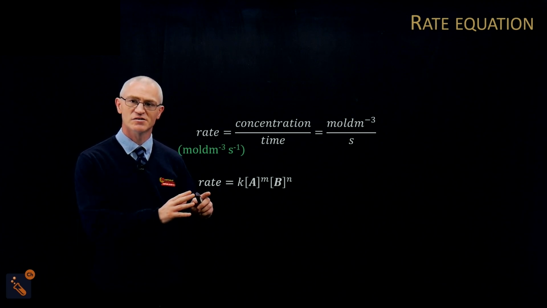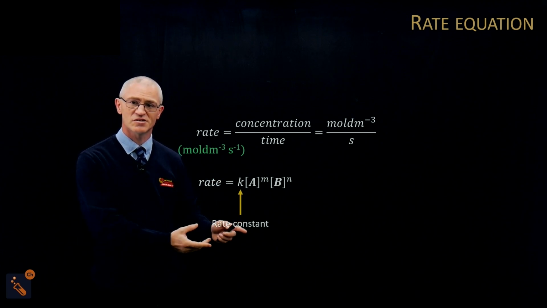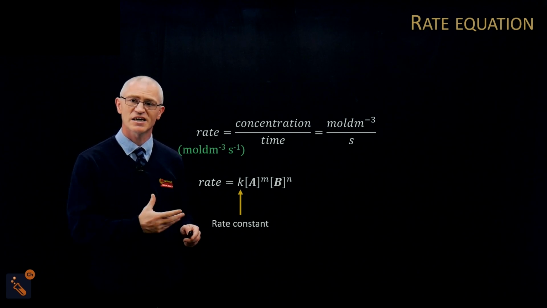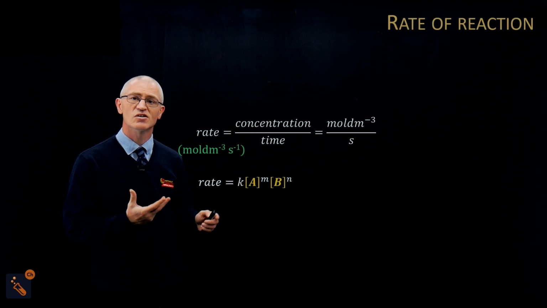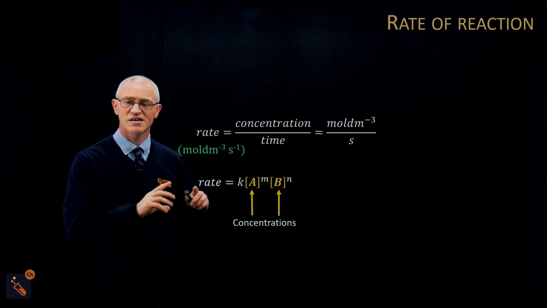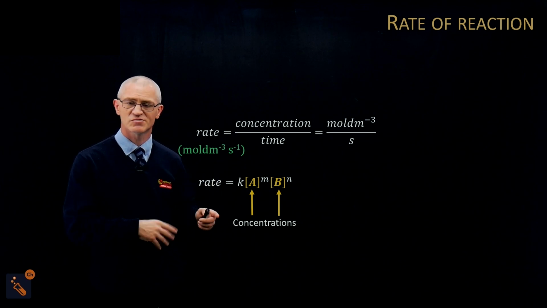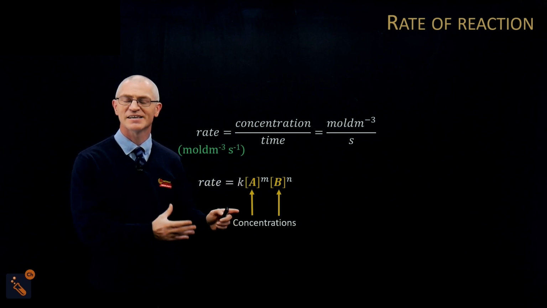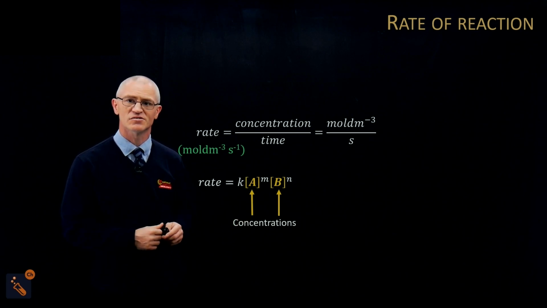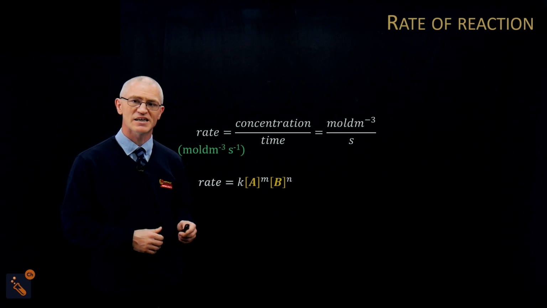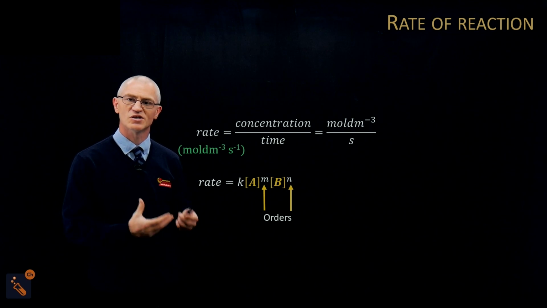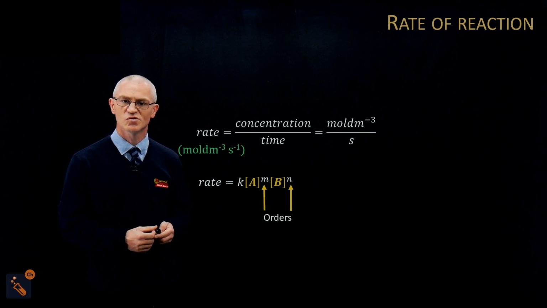So the rate equation is equal to your rate constant. So here is your rate constant k. And that rate constant k is times by your concentrations, which I've highlighted in orange here. And if you ever see a molecule or a letter in square brackets, it's telling you it's a concentration. So it's really, really important. These square brackets denote concentration. And then we go to these m and n. Now they're the orders that you have to find out. And in this video, we're going to talk about how you find out those orders.